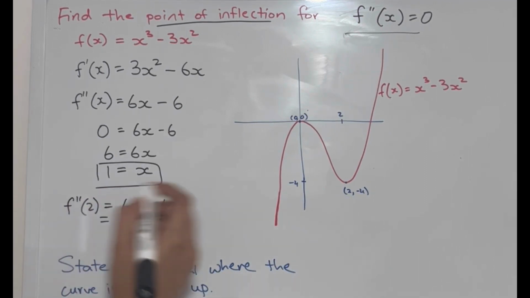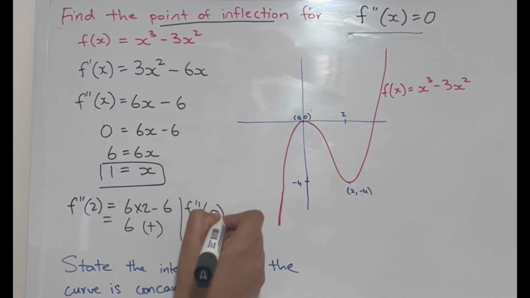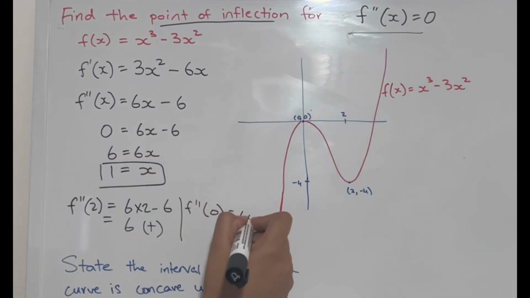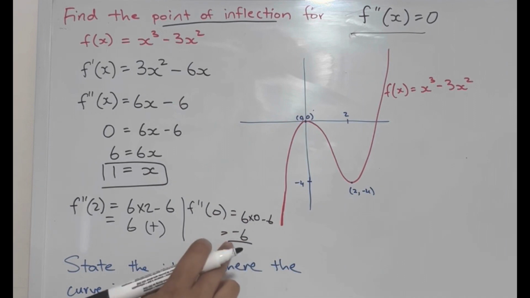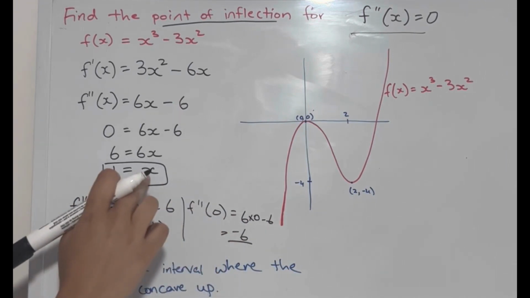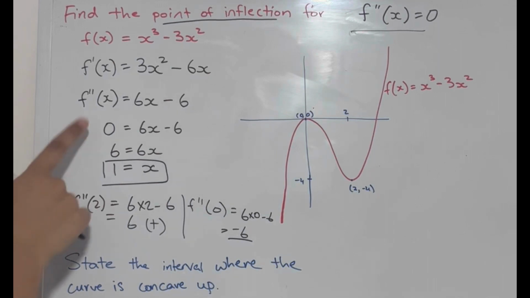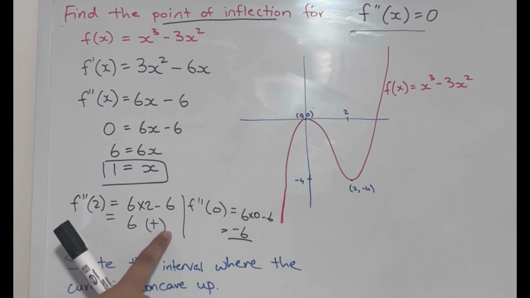And we can also sub in, say 0, then we're going to get 6 times 0 minus 6, which is going to be negative 6. So that's negative at 0. Then at x equals 1, we have the second derivative equaling 0. And then when x is greater than 1, say at 2, then it's positive.